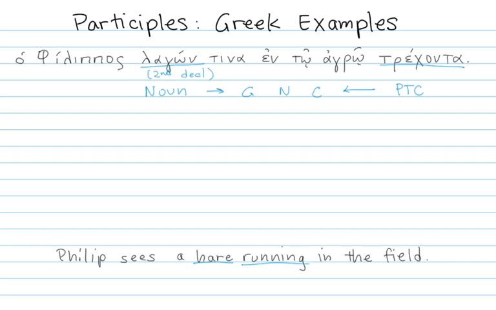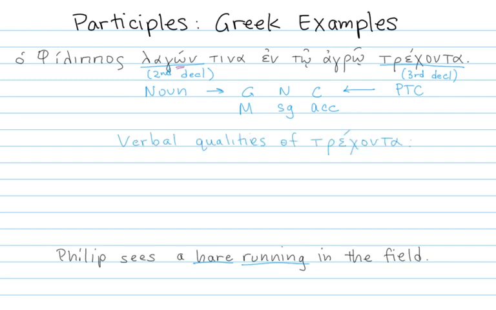Lagon happens to be a second declension noun. I know it looks a little funny. You're used to omicron nu, and instead we have omega nu, but it's second declension. And then trechonta is a third declension adjective. So both of them are masculine singular accusative, but in the second declension, masculine singular accusative is characterized by a final nu. And in the third declension, masculine accusative singular is characterized by that final alpha.